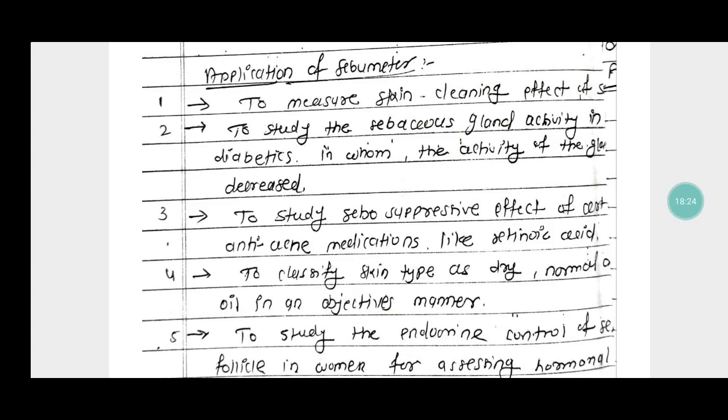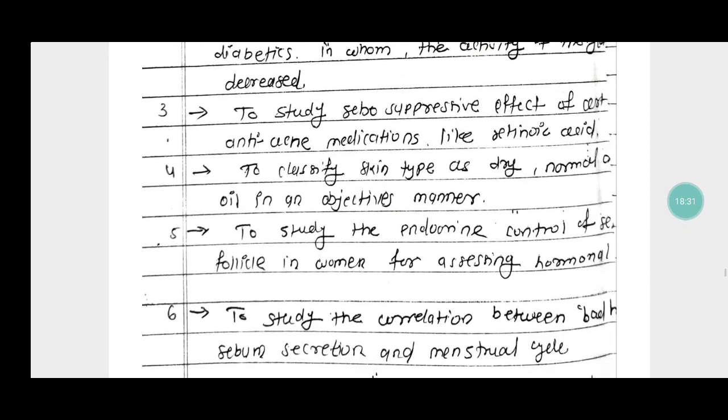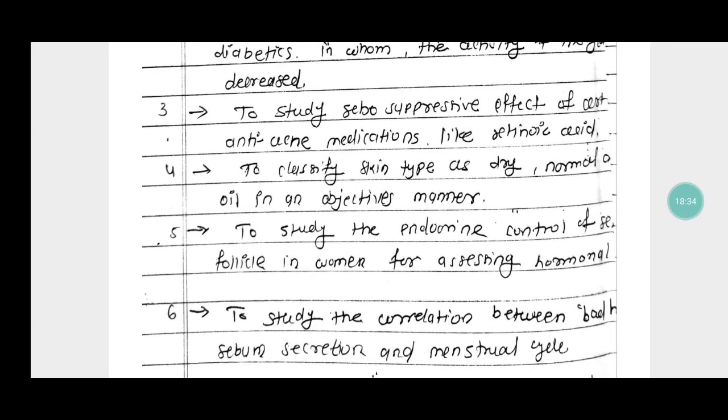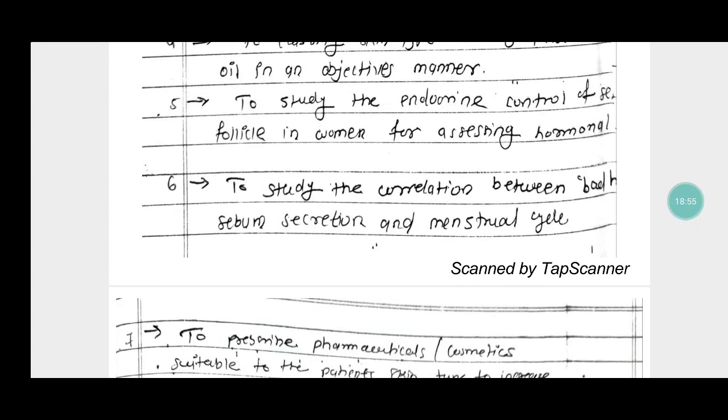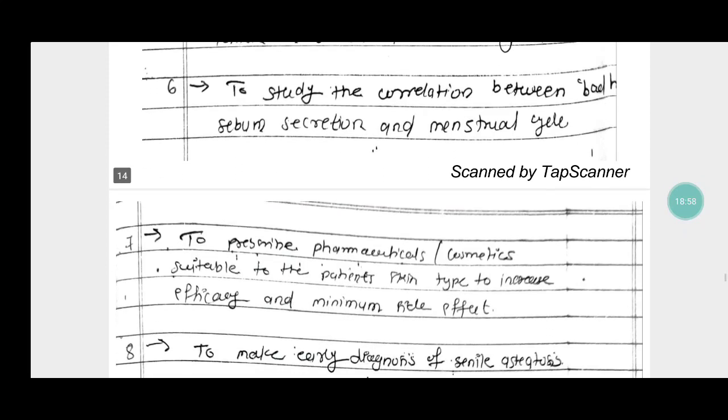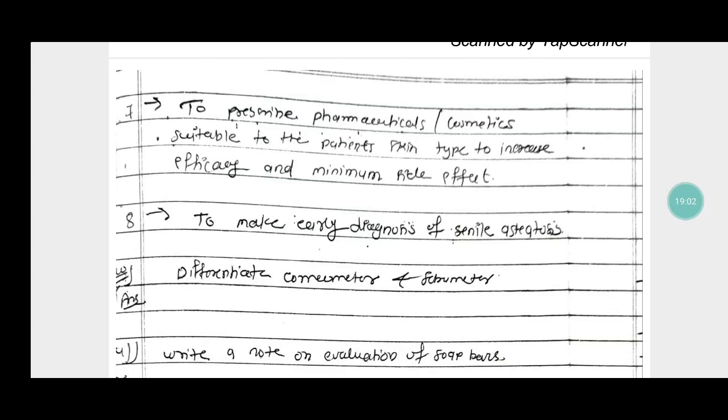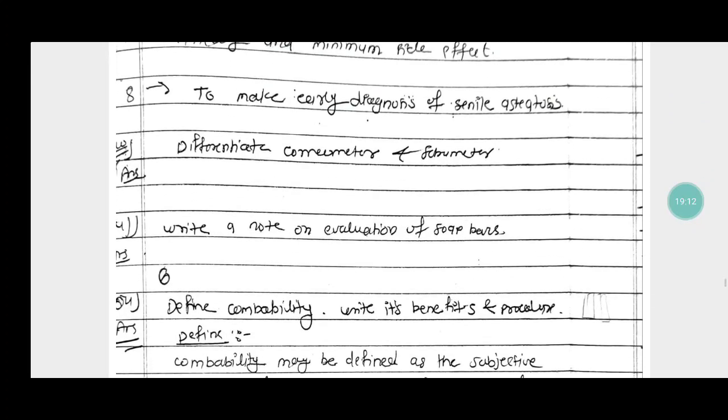and to study sebaceous gland activity in diabetes, in whom the activity of the glands is decreased, to study the sebosuppressive effect of certain anti-acne medications like retinoic acid, to classify skin type as dry, normal and oily in an objective manner, to study the endocrine control of sebaceous follicles in women for assessing hormonal changes, and to study the correlation between sebum secretion and the menstrual cycle, to prescribe pharmaceutical cosmetics suitable to the patient's skin type, to increase efficacy and minimize side effects, and to make early diagnosis of senile xerosis.